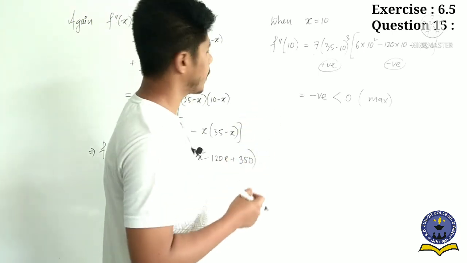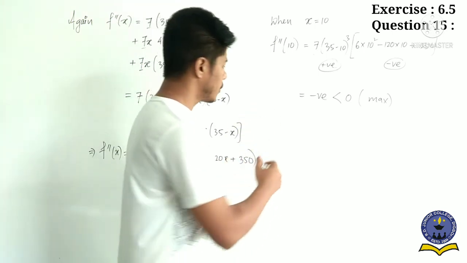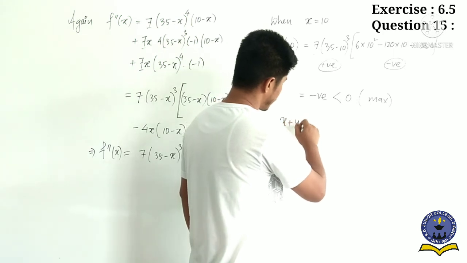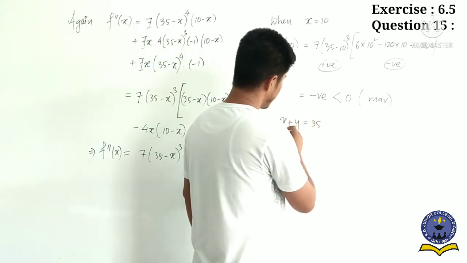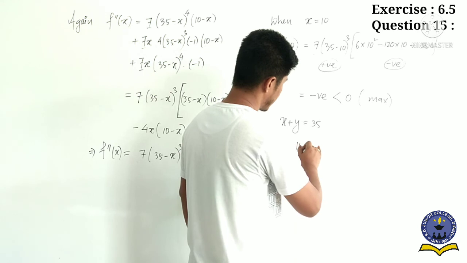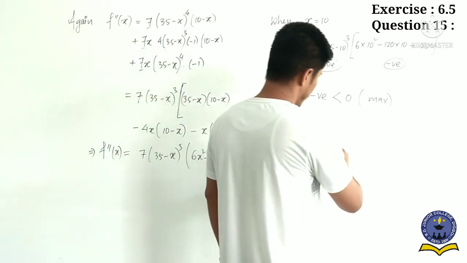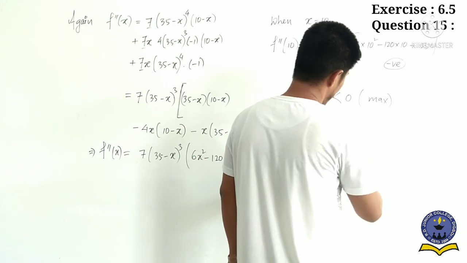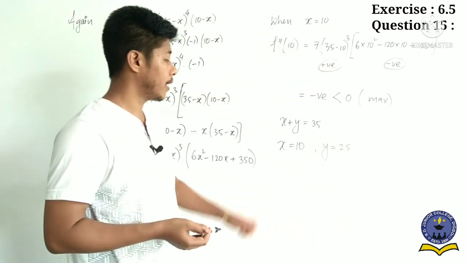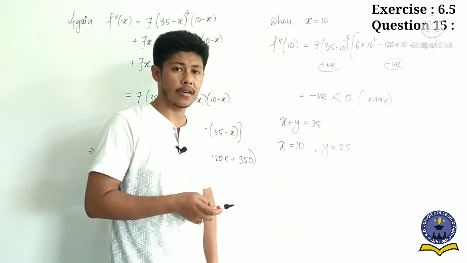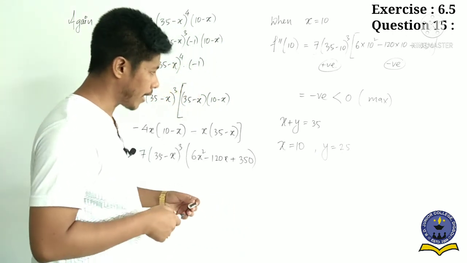So if it is verified, then we have to find out the numbers. Since the sum is x plus y equals 35, if x equals 10, then obviously y equals how much? 25. So y equals 25. So the numbers are 10 and 25. Is it clear? So this is our required answer.